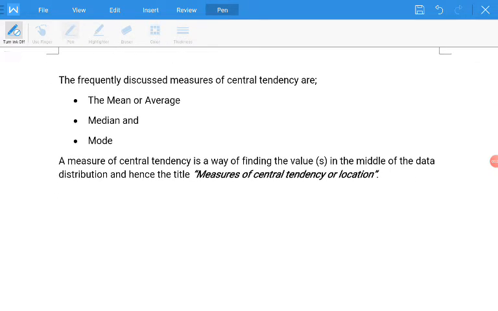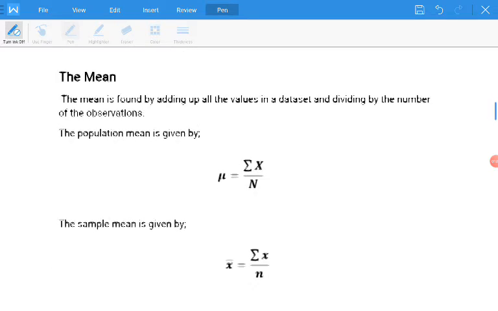So the frequently discussed measures of central tendency are the mean, which is also known as the average, the median, and the mode. So these three are the most widely talked about measures of central tendency. A measure of central tendency is a way of finding the value or values in the middle of a data distribution, and hence the title measures of central tendency. So we are going to first look at the mean.